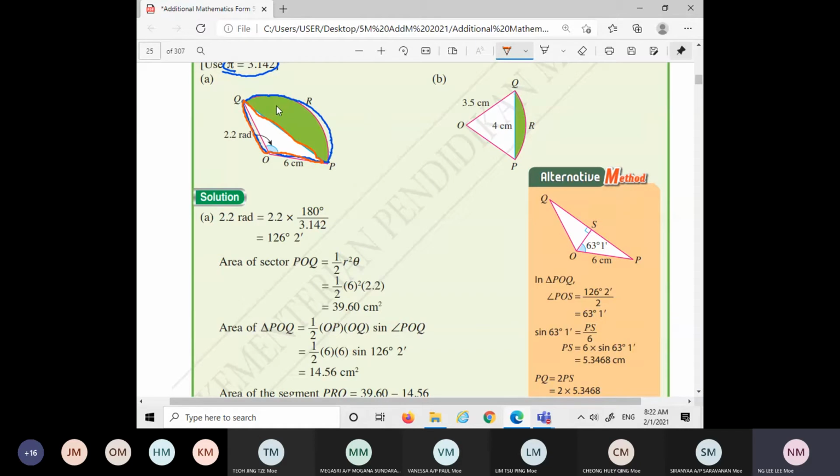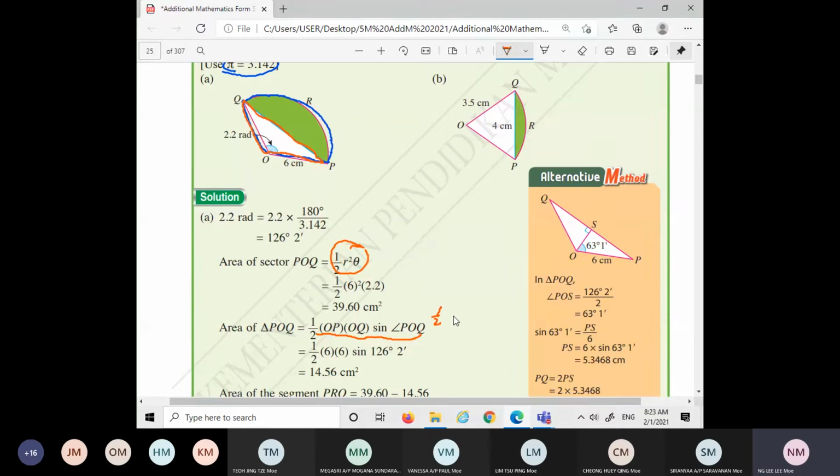So area of sector, as you learned just now, you use this formula: half r square theta. But here, these conversions we don't care first, because the theta here is in radian. So 2.2 you plug in, the 6 as the radius you plug in. So we have settled the area of the sector. Now we want to find the area of triangle. This is what you have learned last year, this formula.